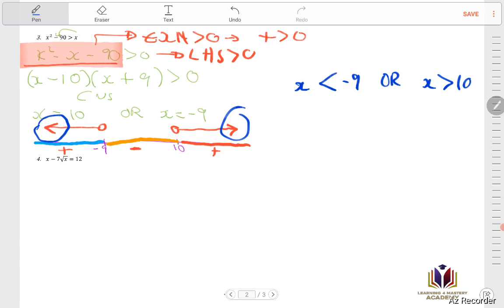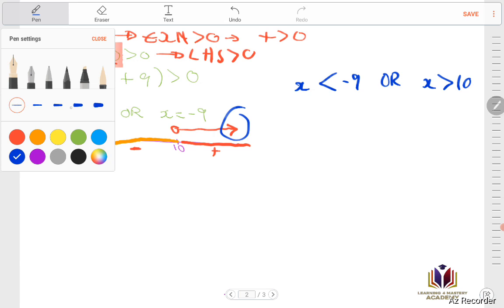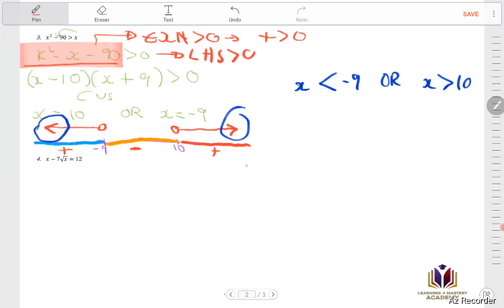Okay, now let's move on to question 4. Question 4 is surd equations. Okay, so now the question is, how do we work this out? It's simple. Firstly, we have to get rid of the square root. How do we get rid of the square root? Remember, a square root is basically an exponent of a half, right? It's 1/2.